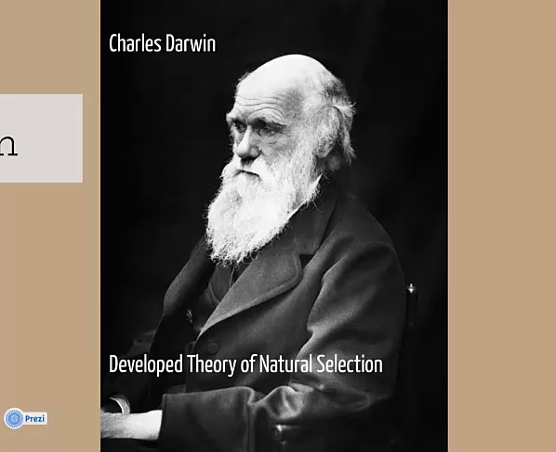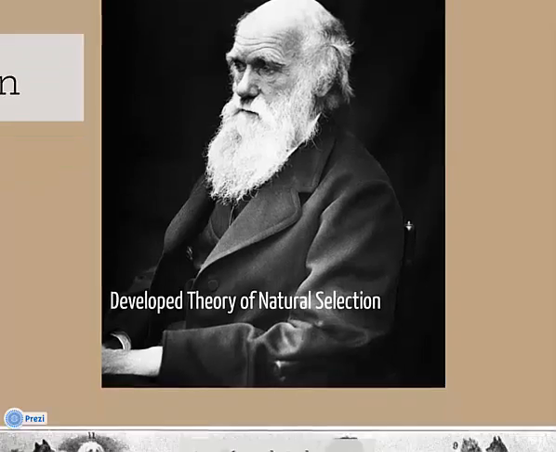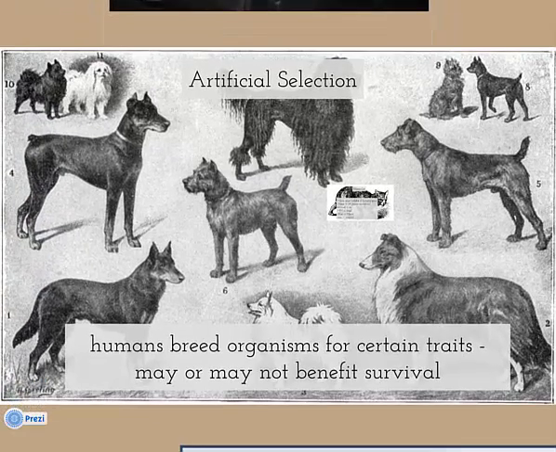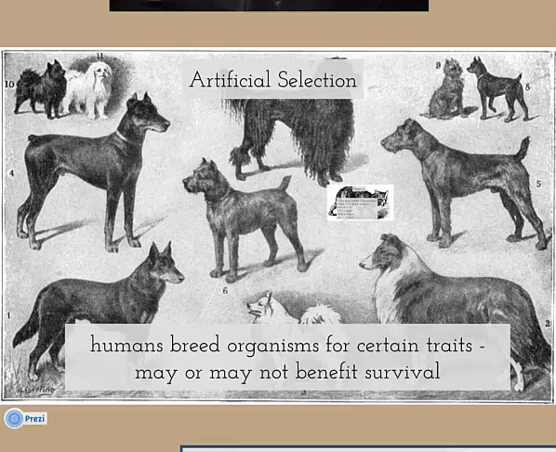Now, to make natural selection a little bit easier to understand, I first want to talk about artificial selection. And artificial selection is when humans breed organisms for certain traits, and these may or may not benefit their survival, but it changes their alleles, it changes their appearance and their abilities.